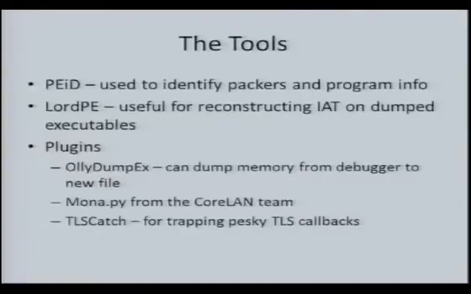Mona.py from the Corelan team is amazing. If you're into vulnerability analysis, use it with Immunity Debugger, and you can do things like find ROP chains for you. It can find all instances of jump EAX in your code and give you a list of where they are in memory. It can do a lot of really very cool things.